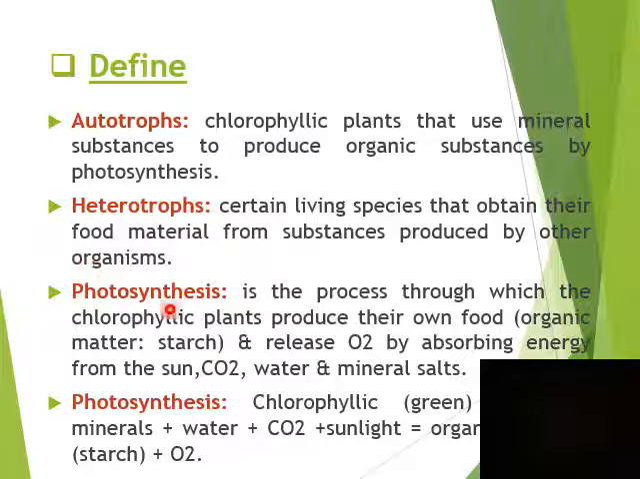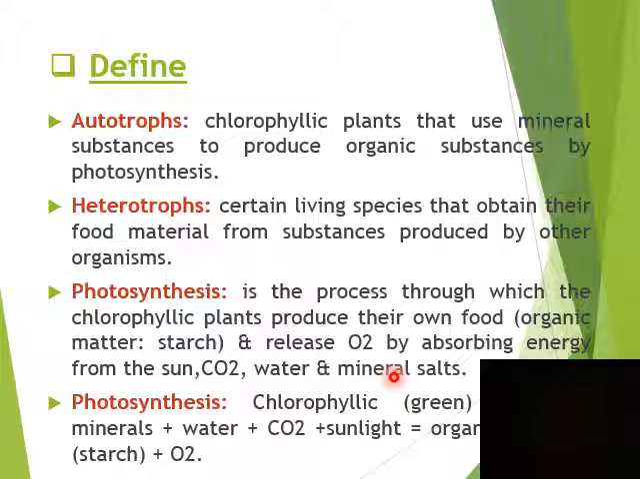And we will define photosynthesis, which is the main idea for today. What do you mean by photosynthesis? Photosynthesis is the process through which the chlorophyllic plants produce their own food, which is starch, the organic material starch, and release O2 by absorbing energy from the sun, CO2, water, and mineral salts. So when the green plants absorb the energy from the sun, and they absorb water and mineral salts from the soil, and they take CO2, they will be able to produce their organic material starch, their own food, and they will be able to release O2.